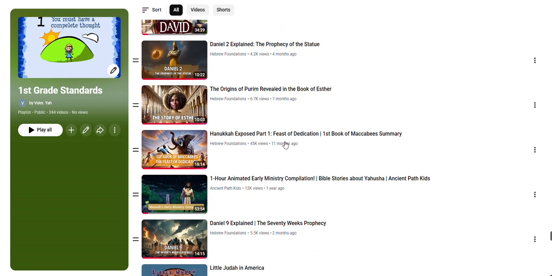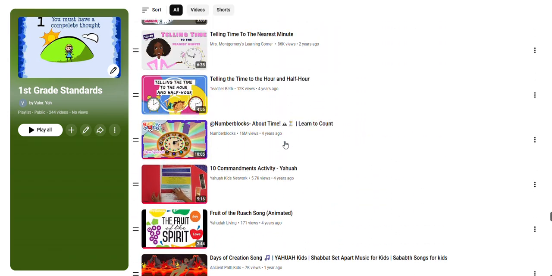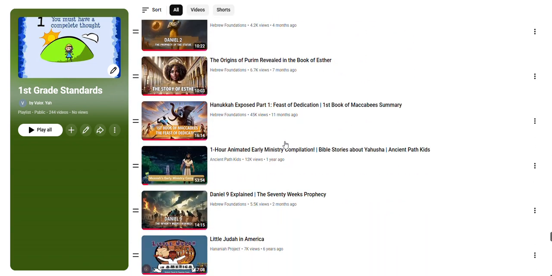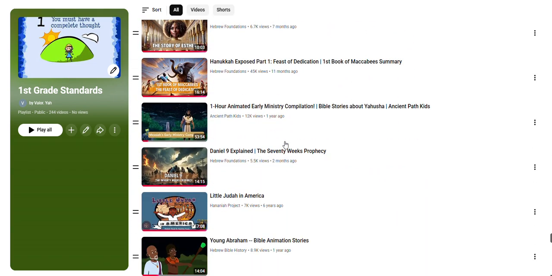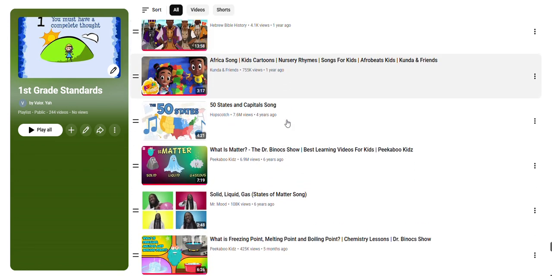Hallelujah. But yes, so that is the rest of math and going into history. That's right. So hallelujah. The next ones will be going over science.